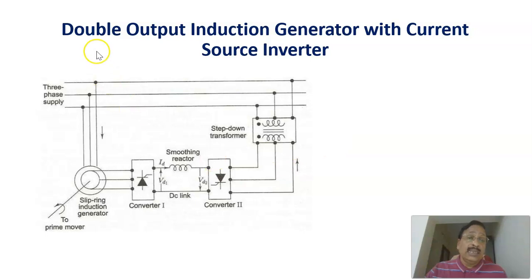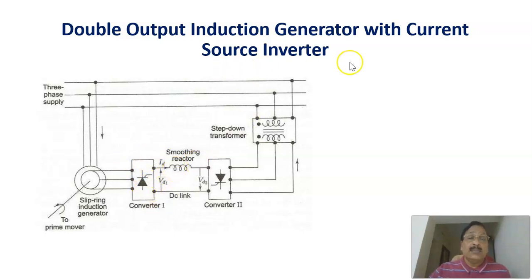This is the block diagram representation of a doubly fed induction generator with a current source inverter. In it, of course, the stator is connected to the grid directly, and the rotor is connected to two converters: the rotor side converter and the grid side converter, as we have already seen, converter 1 and converter 2. Converter 1 converts this AC quantity into a DC quantity. Again, the DC quantity is converted into an AC quantity by converter 2. Therefore, this is the block diagram as such.